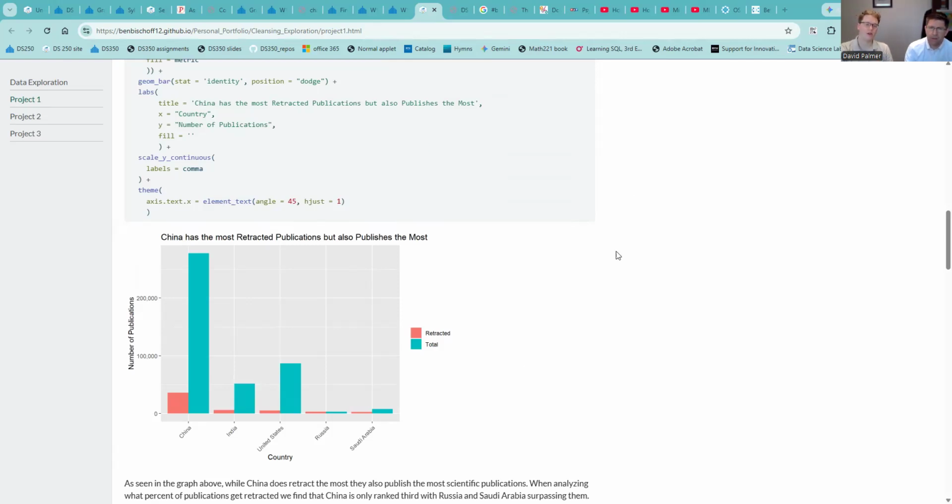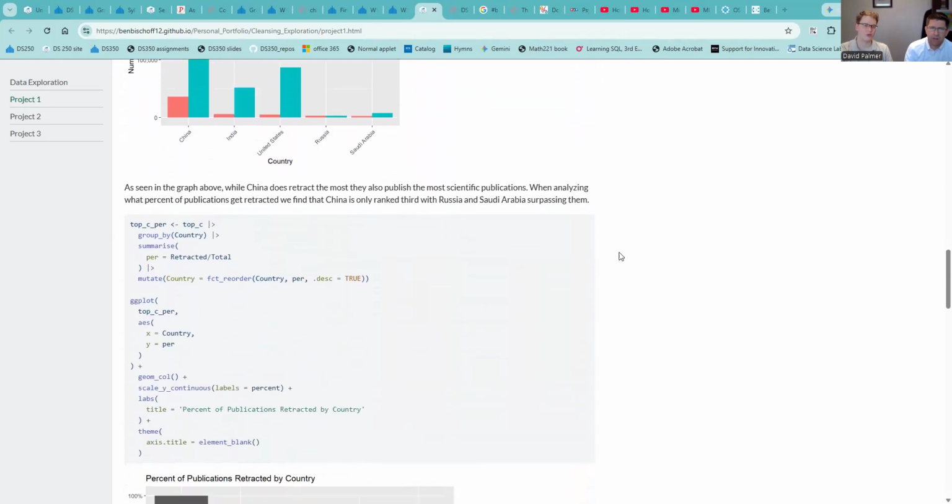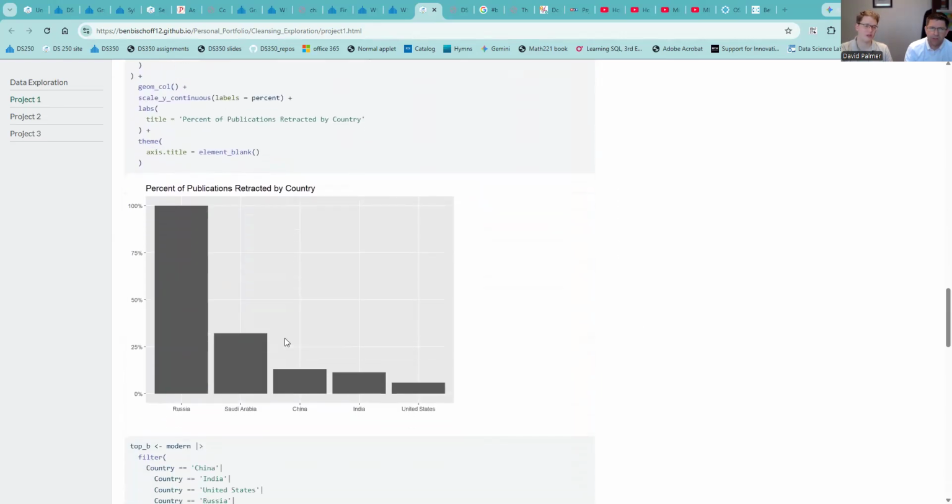And then when it comes to percentages, they sure retract a lot, but when it comes down to it, Russia and Saudi Arabia, they're retracting more when compared to what they're publishing. Huh. Does that say 100%? Yeah, I'm going to be totally honest here.